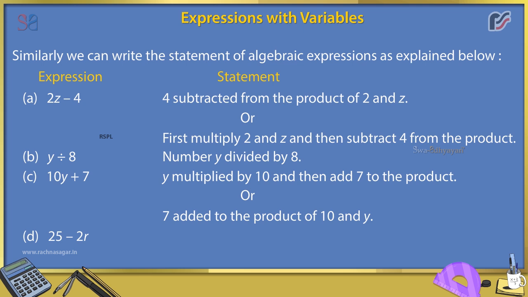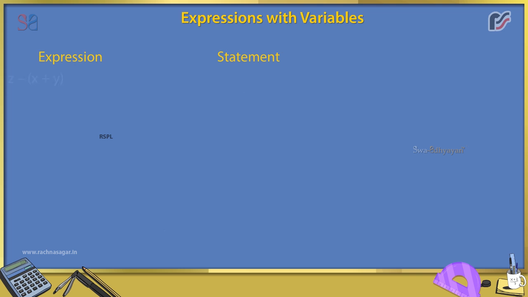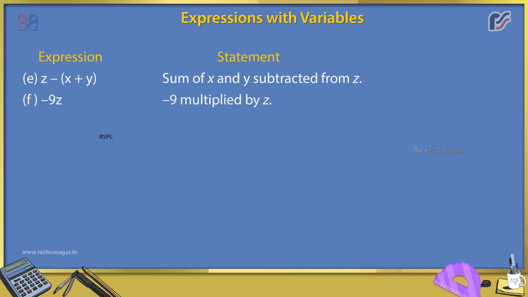D. 25 minus 2r, product of 2 and r subtracted from 25. E. z minus (x plus y), sum of x and y subtracted from z. F. Minus 9z, minus 9 multiplied by z. G. 10a divided by 3, 10 multiplied with a and then divided by 3.